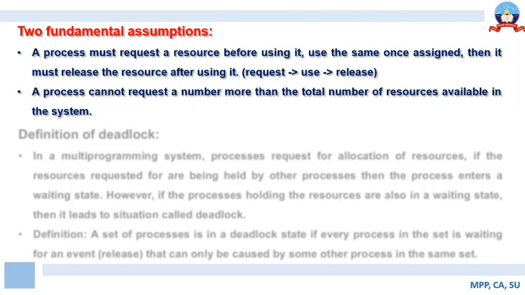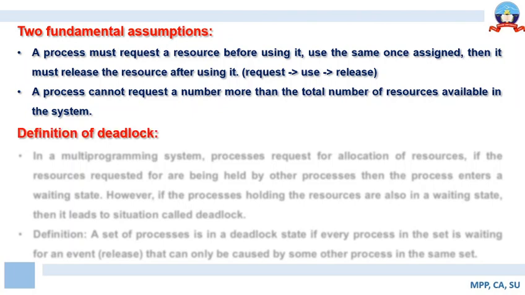The second context is in regard to the number of instances. For example, if a resource R1 has 3 instances in the system, a process cannot ask for more than 3 instances of resource R1. So a process cannot request a number more than the total number of resources available in the system, in context to the number of resources and the number of instances of resources. These are the two fundamental assumptions taken into consideration whenever resources are assigned to processes.